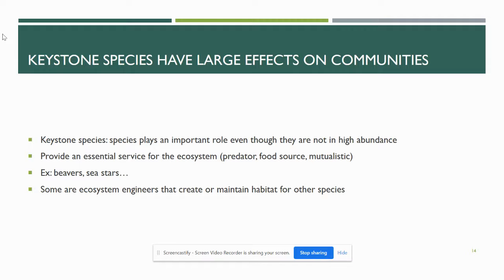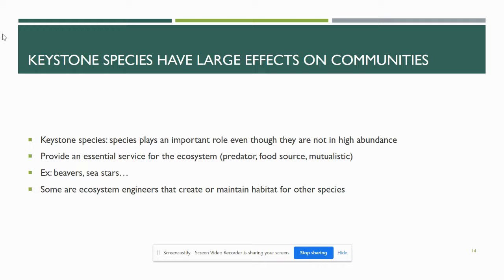The last thing, I know this is kind of random, is that some species in a community are called keystone species that will have large effects on the community if something happens to them. These organisms will not be in high abundance in the community, but their role is of utmost importance. They will provide some sort of essential service for the ecosystem, maybe as a predator, a food source, or some other mutualistic interaction. A couple of examples of keystone species are, of course, beavers that like to build dams and sea stars.